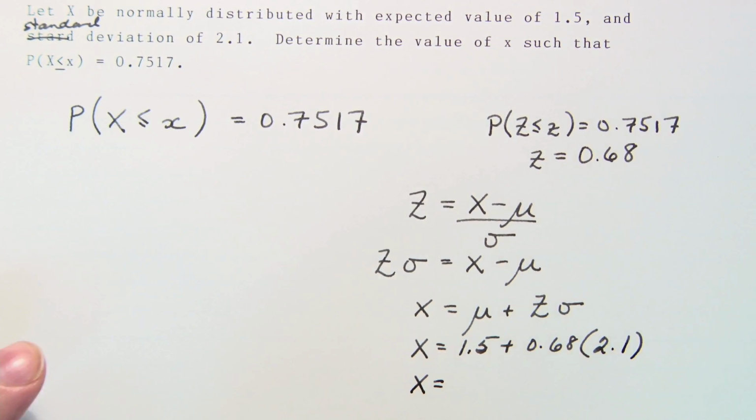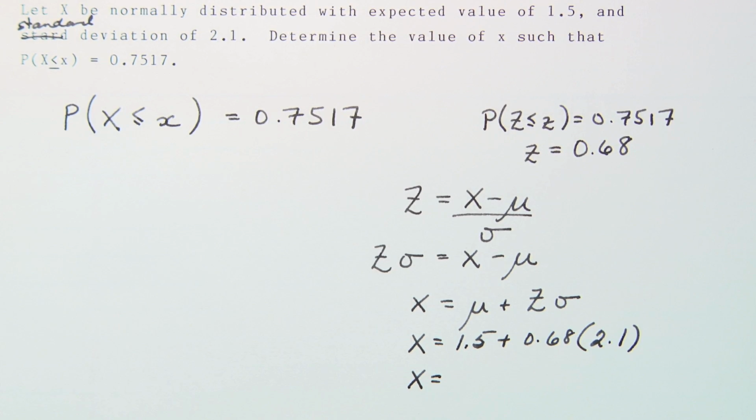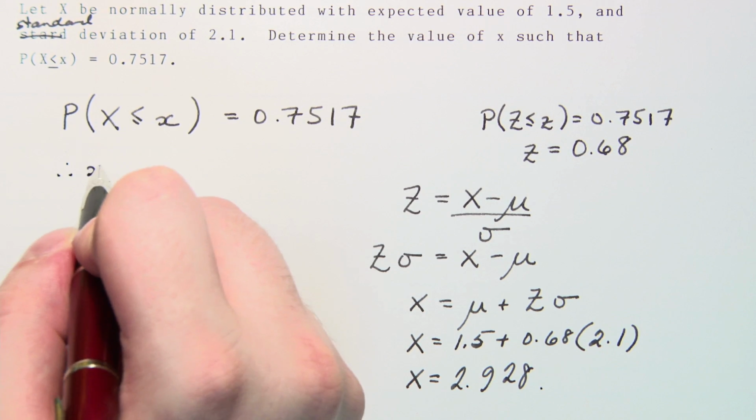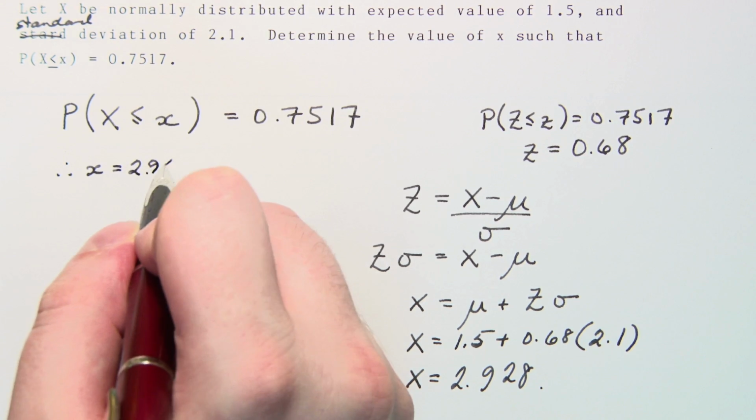So in this case, my value is 1.5 plus 0.68 multiplied by 2.1. 0.68 multiplied by 2.1 is 1.428. Plus 1.5 gives me 2.928. Okay, so therefore the value is 2.928.